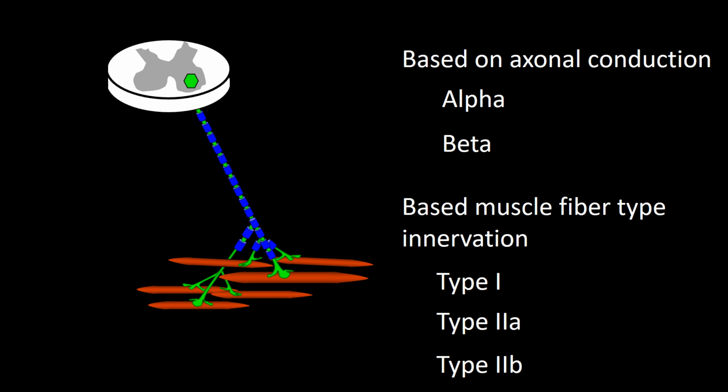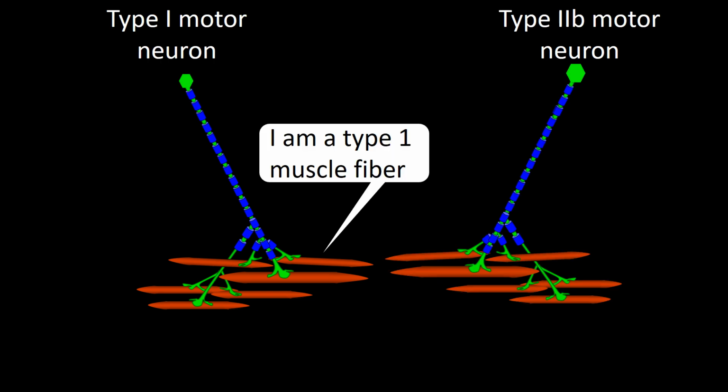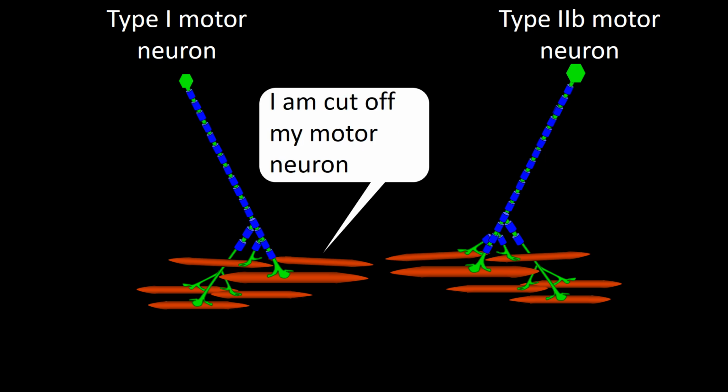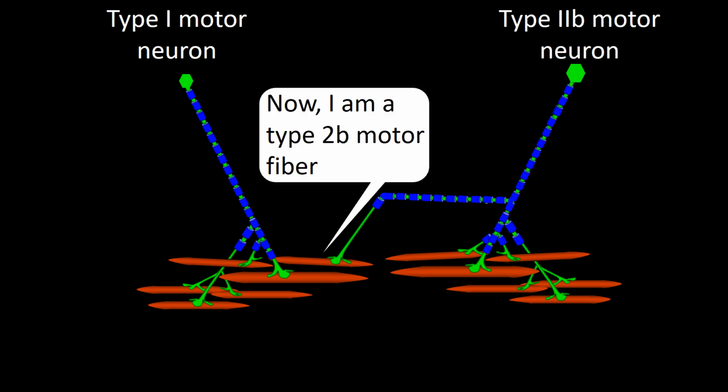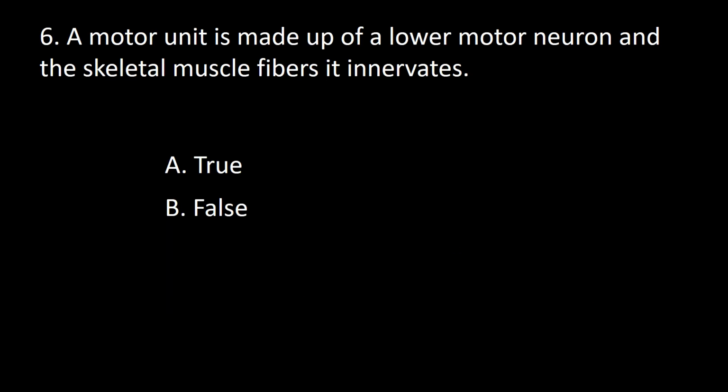As a matter of fact, innervation is what dictates muscle fiber type, as we will see in the next few frames. Hence, if a type 1 muscle fiber is deprived of innervation by a type 1 motor neuron and is reinnervated by a type 2B motor neuron, the newly reinnervated muscle fiber becomes a type 2B muscle fiber. So the answer to this question is A.